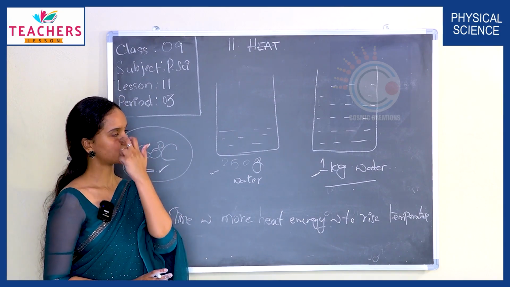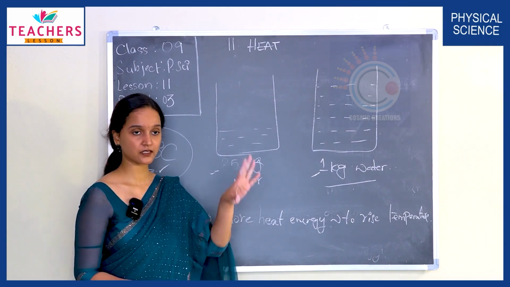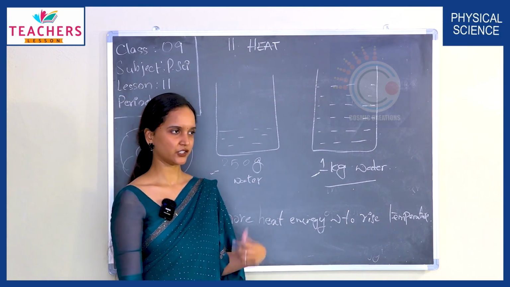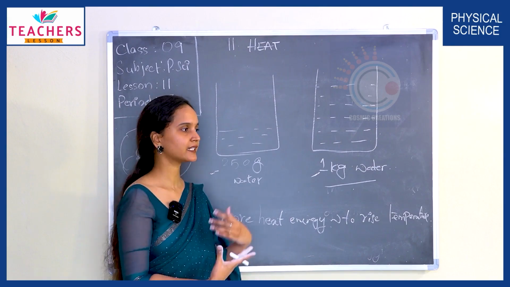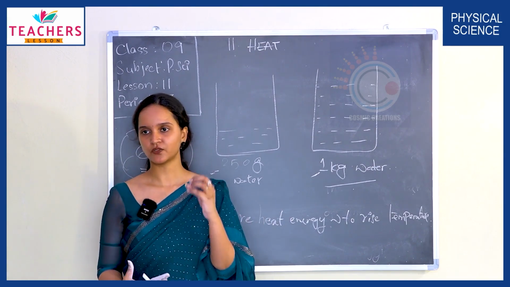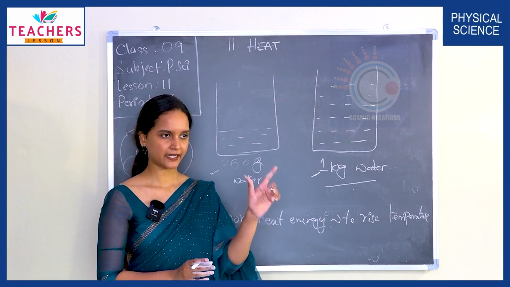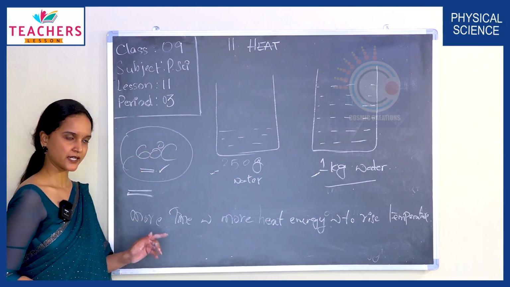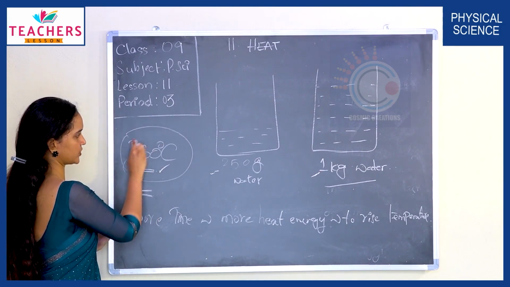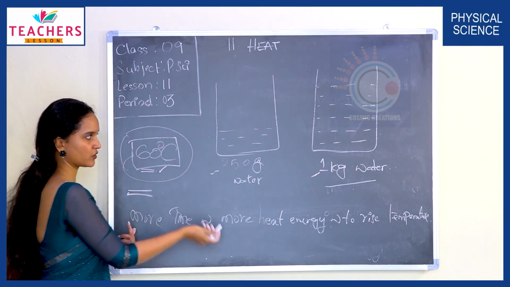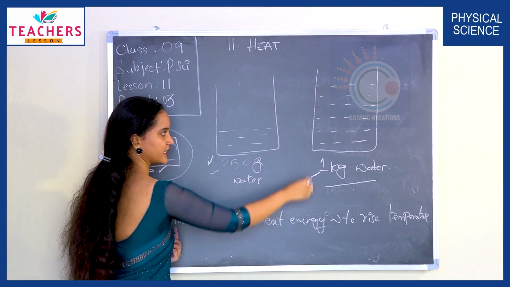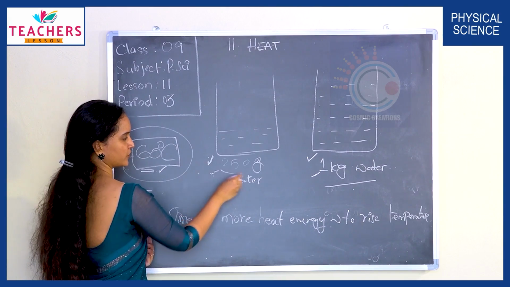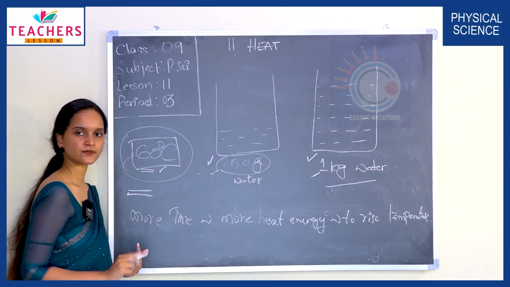Yes, so this brings us to a very important and interesting law: the amount of heat energy is directly proportional to the mass of the substance to attain the same change in temperature. To get the same change in temperature, 60 degrees Celsius, the amount of heat energy taken by this is different from this, right? And that difference is due to the mass.